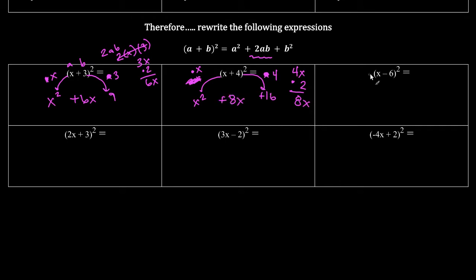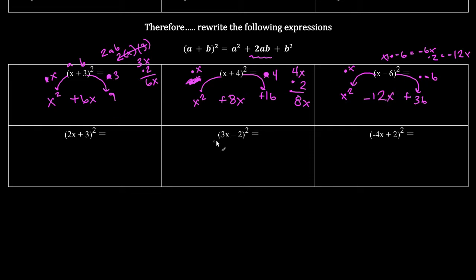Do it again. X times x is x squared. Negative 6 times negative 6. Negative times a negative is a positive 36, so plus 36. X times negative 6 is negative 6x. I have 2 of them, so I get negative 12x, minus 12x.